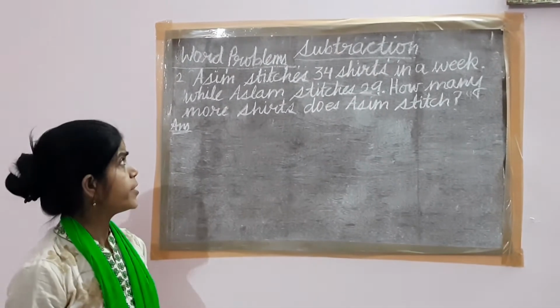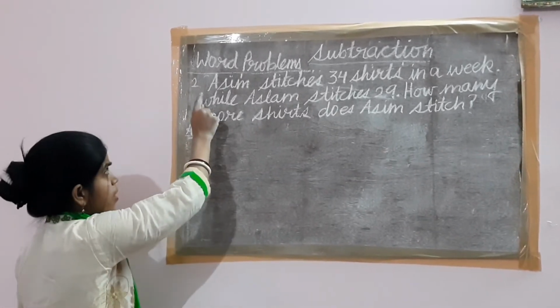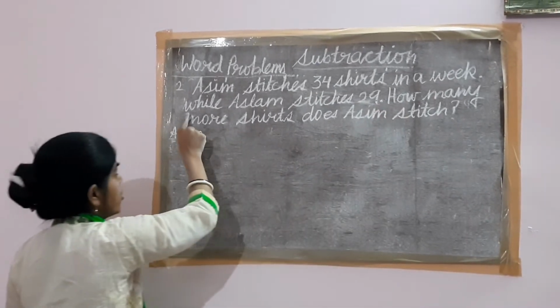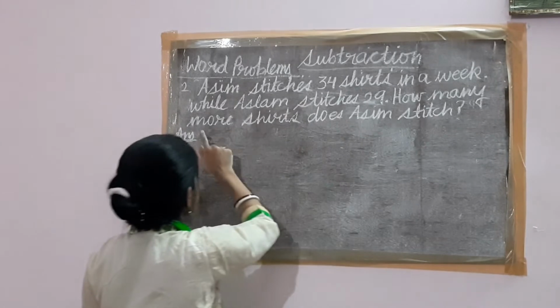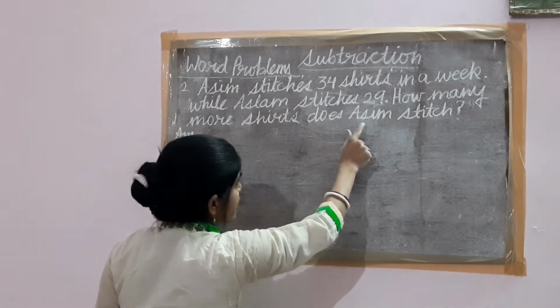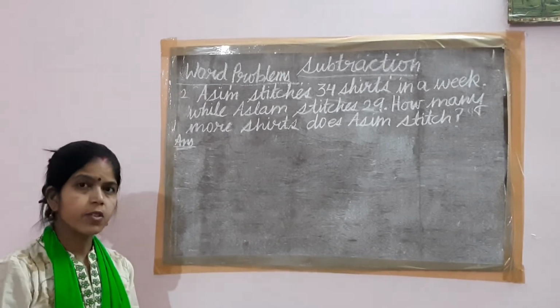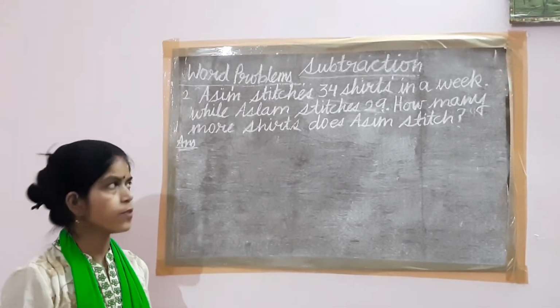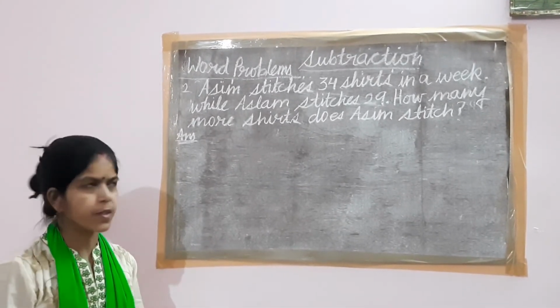Now I have written the second word problem for you. Reading: Asim stitches 34 shirts in a week, while Aslam stitches 29. How many more shirts does Asim stitch? Now here, again, what do you have to do first? You have to find out the informations. What are the informations given, and you have to frame that in the statement form.